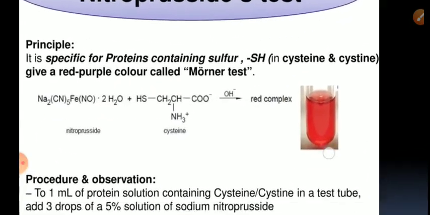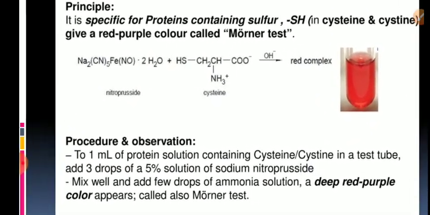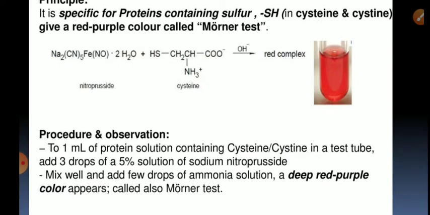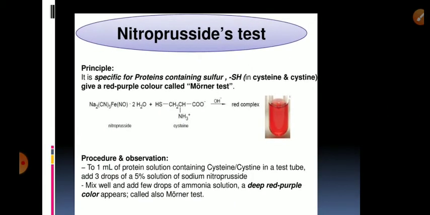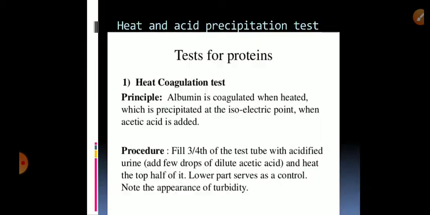So you have to take the sample in a test tube and add a few drops of sodium nitroprusside and then ammonium hydroxide, and you can get a deep red color as shown in the figure, a deep red-purple color. So appearance of this color indicates a positive test for proteins.